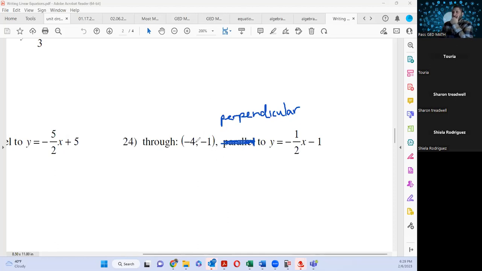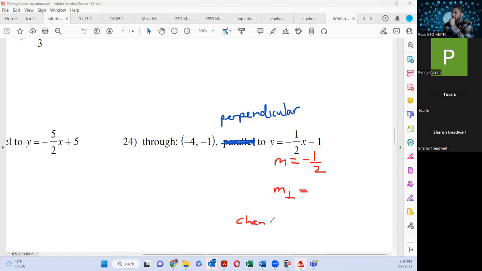We need to change the sign and flip it. So first of all, let's find the slope of this equation. The slope of this equation is -1/2. Yes, but we need to flip it. So what is the slope of the perpendicular? It's going to be 2/1. We got to change the sign.